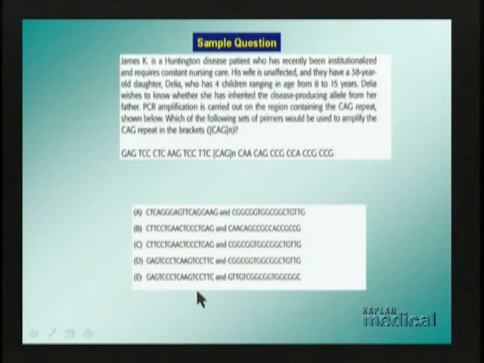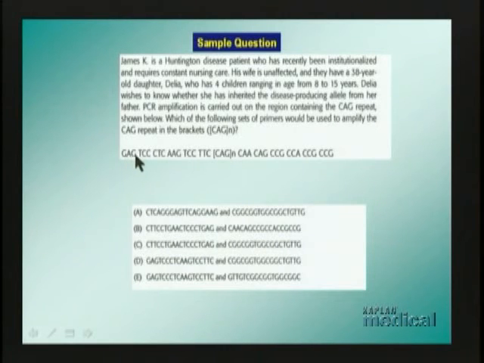Okay, so this is a patient who has Huntington's disease. And it says, which of the following sets of primers would be used to amplify the CAG repeat in the brackets? And the brackets is shown right here. What kind of set of primers would be used to amplify this? Again, you got 46 chromosomes, and in one of the chromosomes you have the CAG repeat. How do you find it? In other words, what kind of primers are being used?